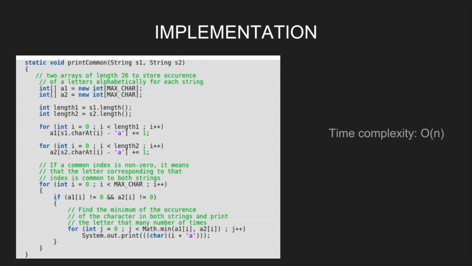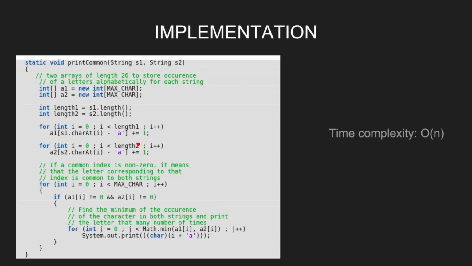Now let's look at the implementation. First, we initialize two arrays of length 26 to store the occurrence of the letters alphabetically for each string. Then we traverse through the strings and fill the respective count arrays A1 and A2.